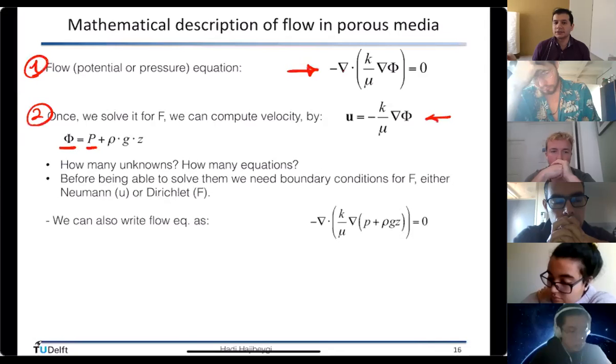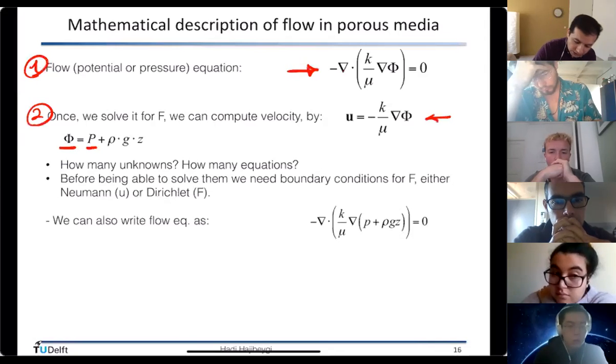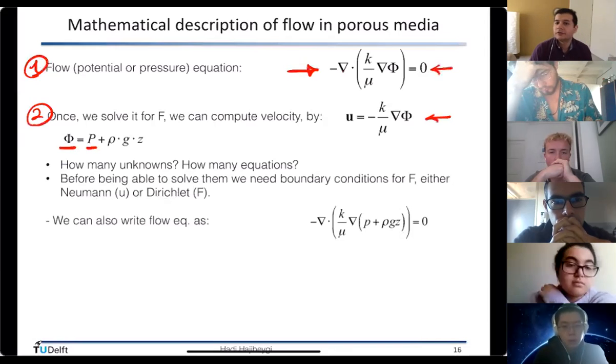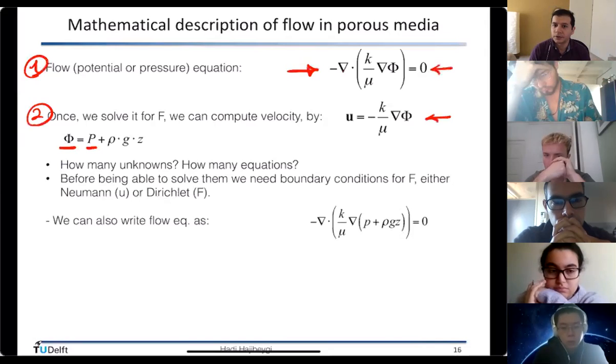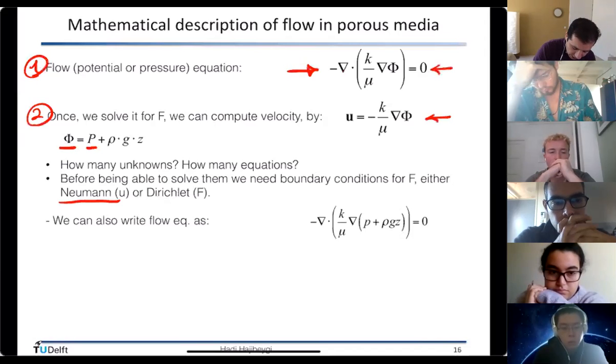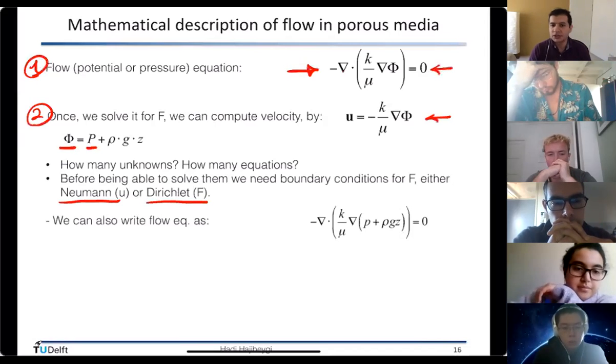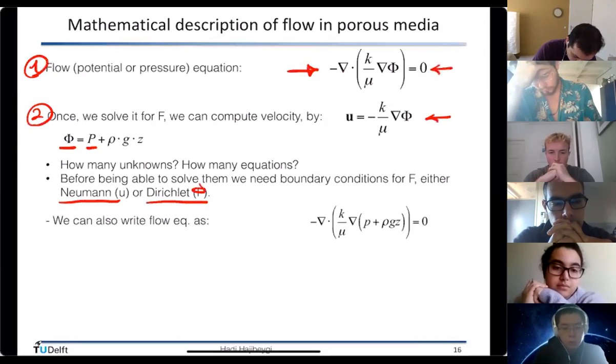And that is our system. This will be solved. From that, we are going to find other unknowns, okay? And we have different types of boundary conditions. In general, we have Neumann, which is flux given, or Dirichlet, which is the value of potential given.